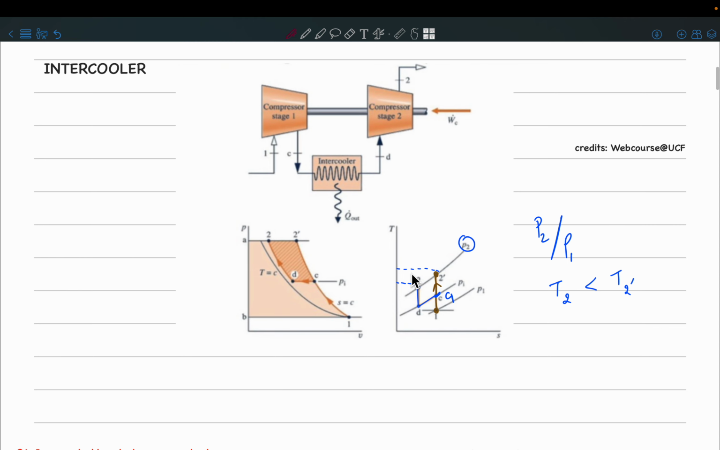We have not decreased the compressor work, because the compressor work will be measured by this ratio, isn't it? Oh, but the temperature has decreased, so the work input to the compressor has decreased. Yes, you're right. So here efficiency is increasing. So by intercooler we can increase the efficiency.